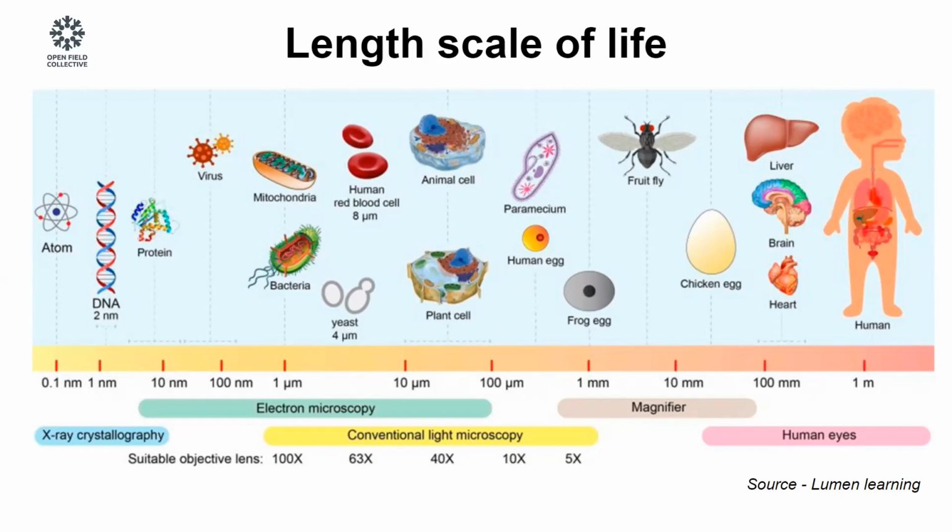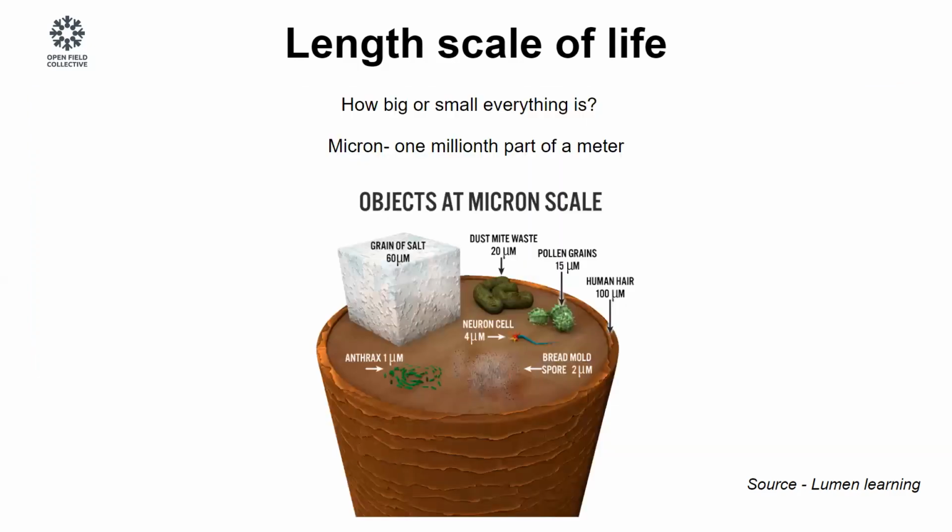But if you want to have more details at the cellular level, you have to be in this range. So you need an instrument to resolve it or make it bigger for your eyes to be able to see it. Okay, so just as I said, a micron is one millionth part of a meter.